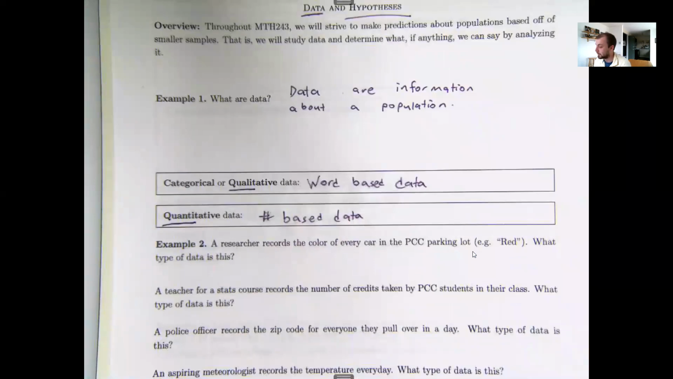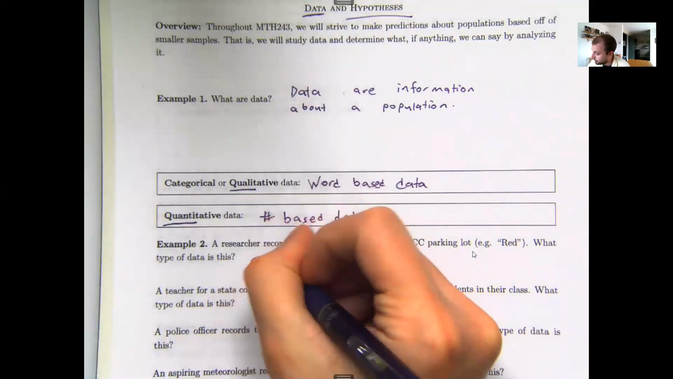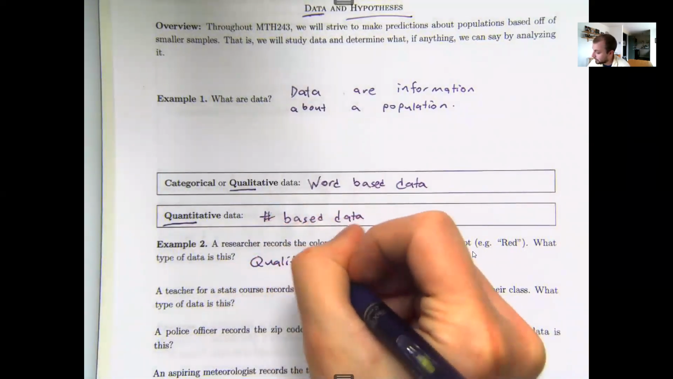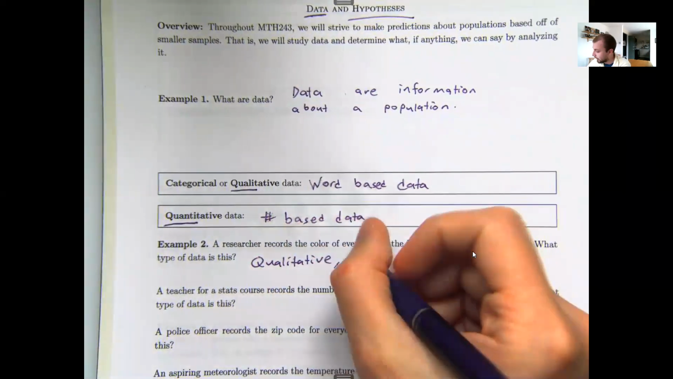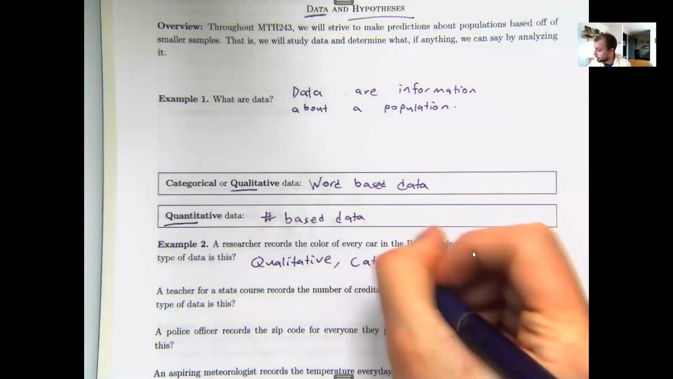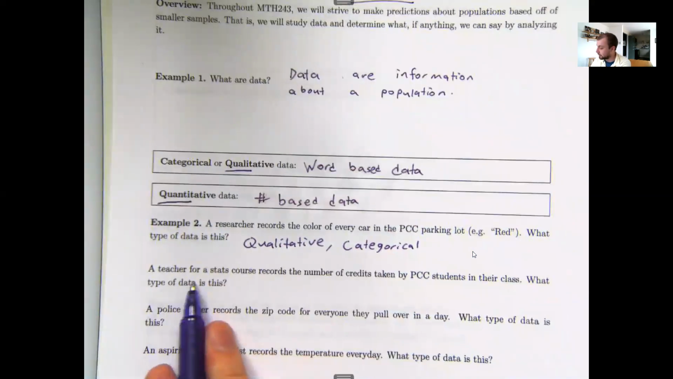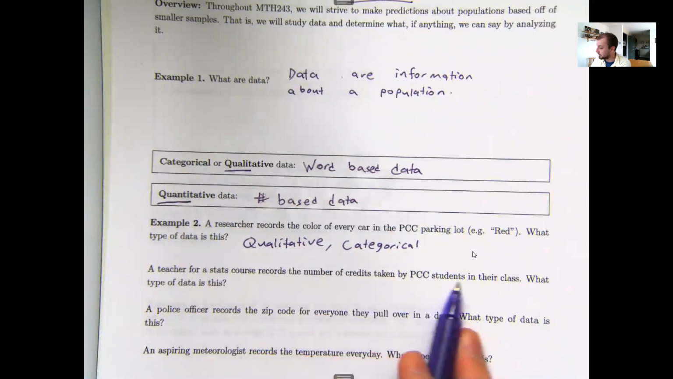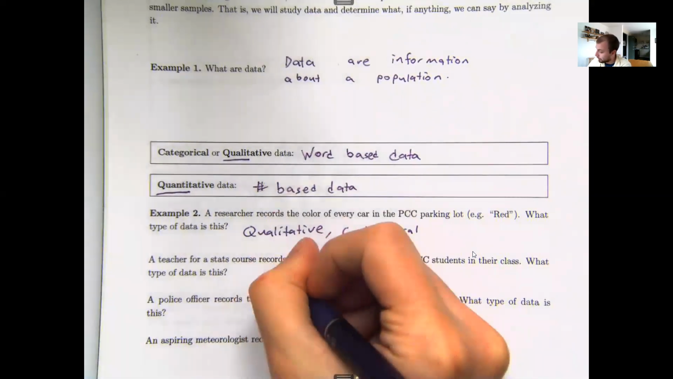A researcher records the color of every car in a PCC parking lot. For example, the color red. What type of information is this? Well, this seems like word-based data, so I would say this is qualitative. I'm describing a feature of cars, a whole category of things. That category happens to be color. So I could also call this categorical. A teacher for a stats course records the number of credits taken by PCC students in their class. What type of data is this? This feels more number-based to me. As a result, I would call this quantitative.